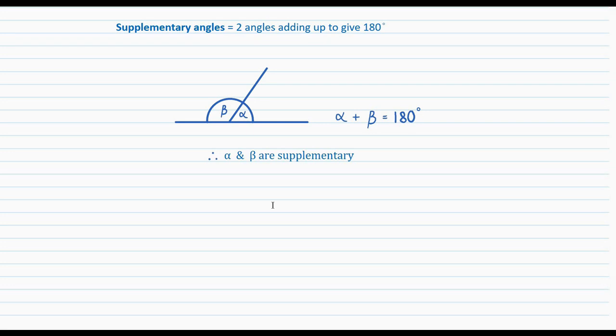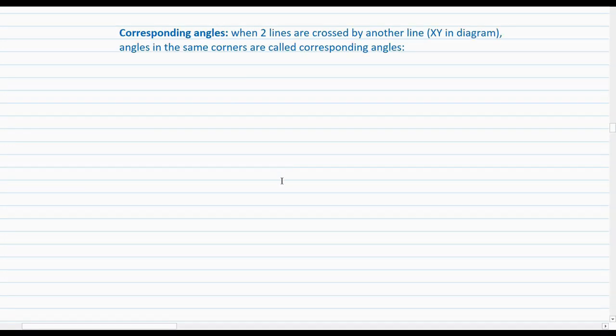The next is corresponding angles, and the idea is when two lines are crossed by another line, which is line xy in the following diagram. So when two lines, meaning this line and this line in this case, are crossed by another line, line xy, the angles in the same corners are called corresponding angles. So alpha and beta are corresponding angles.